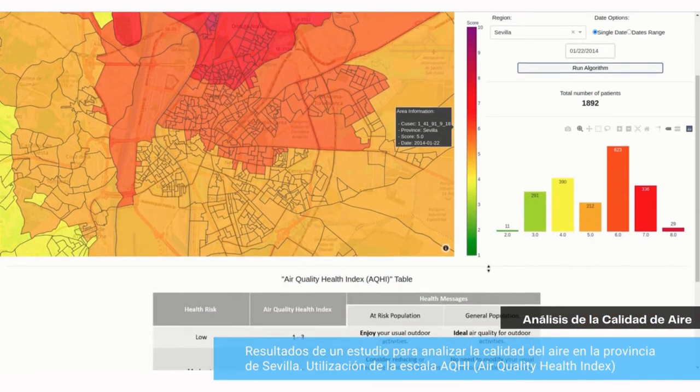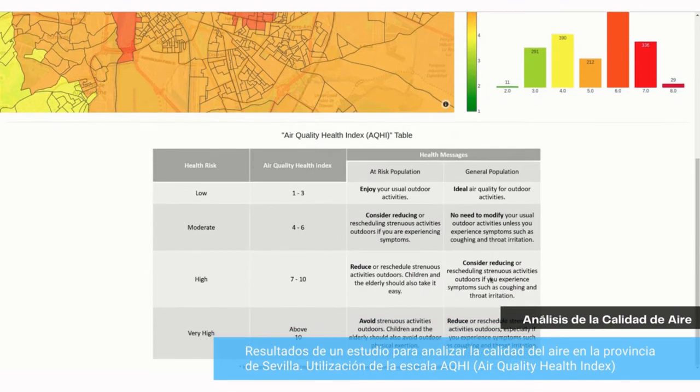The use of Air Quality Health Index scale, developed by the Canadian government to understand the impact of pollution on people's health, allows knowing not only the level of risk to which the population is exposed based on their concentration of pollutant, but the recommendation for the population based on their health conditions.